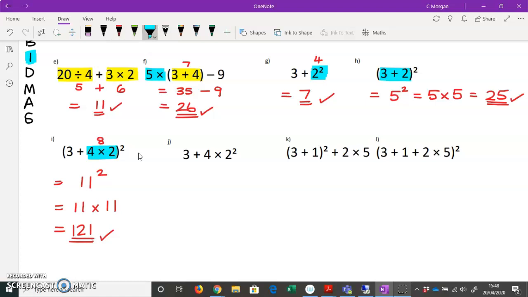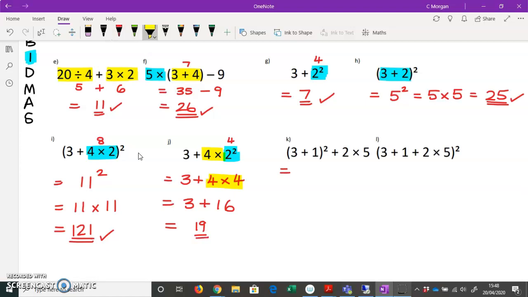My next question. I've got to make sure that I do my indices first and then my multiplication before I add 3. I know that 2 squared is 4. Now I've got to do 3 add 4 multiplied by 4. So I'm going to do my multiplying first. 4 multiplied by 4 is 16. So I've got 3 add 16, which is 19.